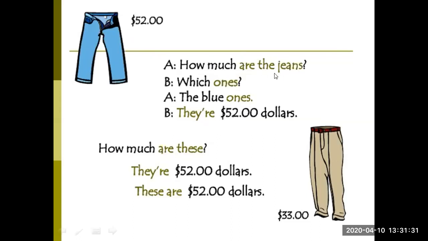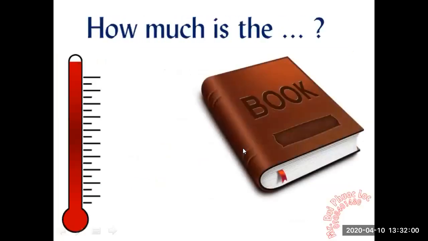Here we asked using the word jeans. We can replace the jeans with just demonstratives. You can say, how much are these? Because it's plural and because it's near. We can also say, how much are those? If they are far. So they are $52. Great. Let's continue. Let's practice.